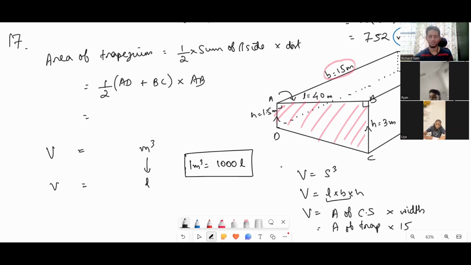Just learn this. I'm not going through the derivation; that is in smaller classes. I would have done that a long time ago. 1 meter cube is 1,000 liters. Memorize this number. So suppose it is 7 meter cube, then? 7,000. Yes, so you're multiplying with 1,000.